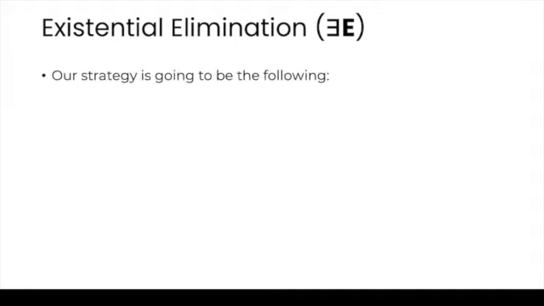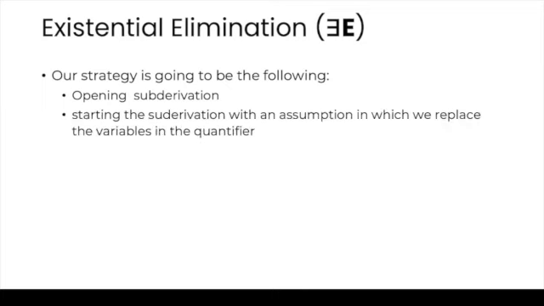In the end, our strategy for exploiting existential quantifiers is going to be a bit indirect. It's going to involve opening a subderivation, and then starting the subderivation with an assumption in which we replace the variables in the quantifier with isolated occurrences of a name. What does it mean for a name to be isolated? It basically means that it can't occur outside the subderivation.